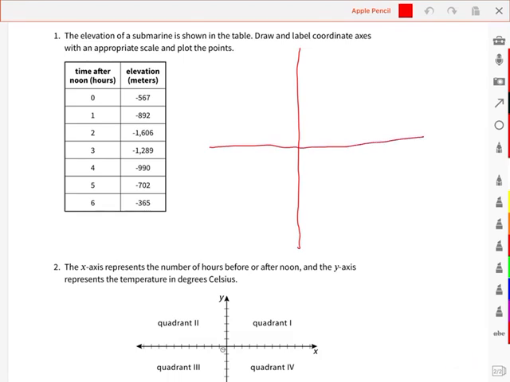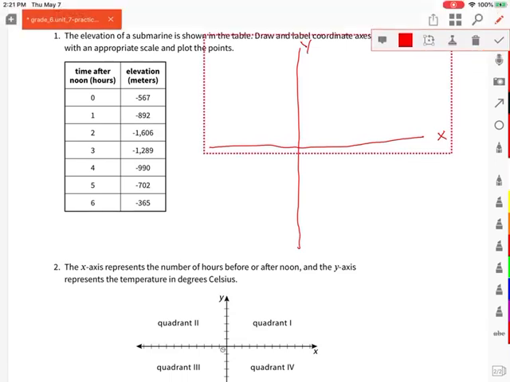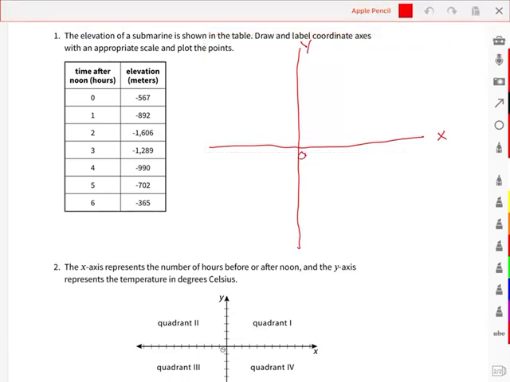A coordinate plane, X and Y. 0 is always in the middle. Okay, and then we go up by ones. This is our x-axis. So we're going to go 1, 2, 3, 4, 5, 6. We really don't even need the other quadrants except for the negative ones. So, and we only need negative over here.